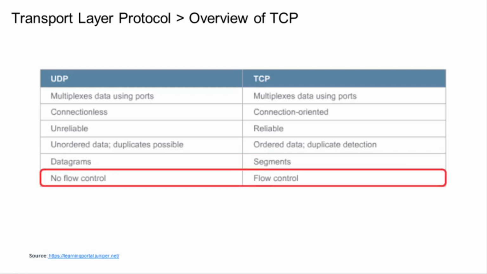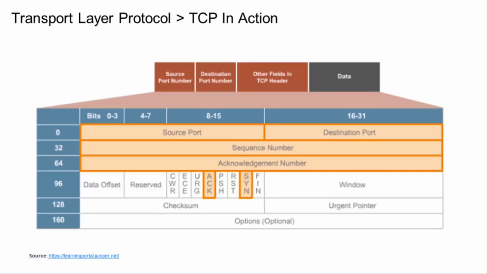TCP has flow control, which means the sender will not send packets faster than the receiving system can process them. UDP does not have flow control, so there's always the risk of the recipient being overwhelmed under some conditions. We saw the UDP header earlier. This is the TCP packet header. You should recognize from the packet capture we just saw features like the source port, the destination port, the SYN and ACK flags, along with a number of others.